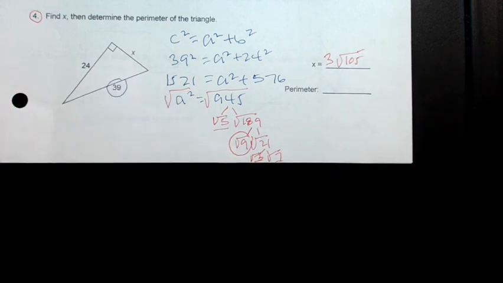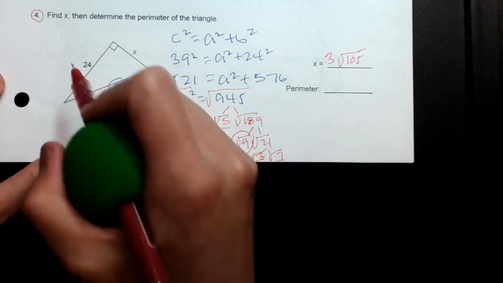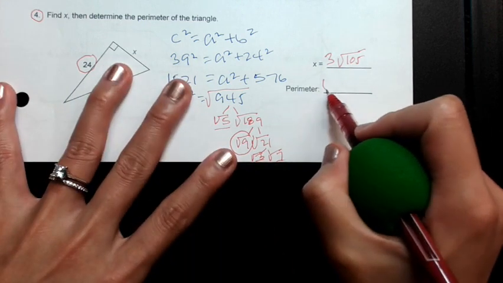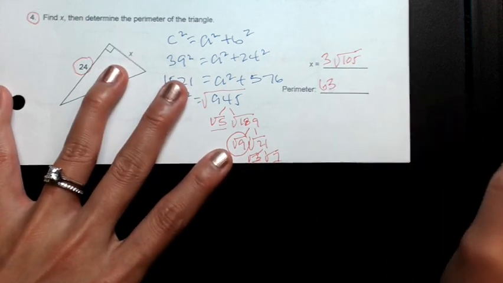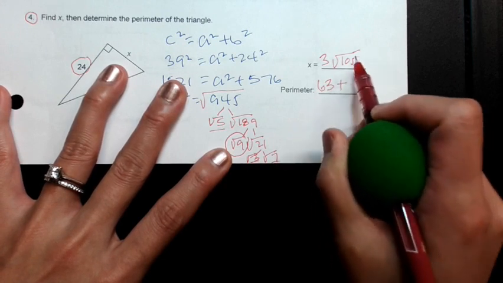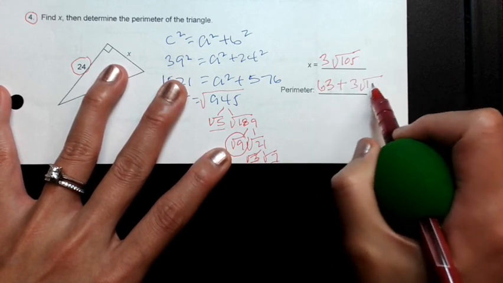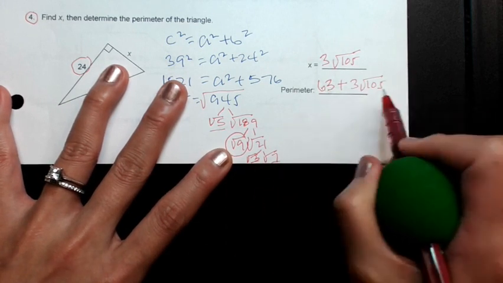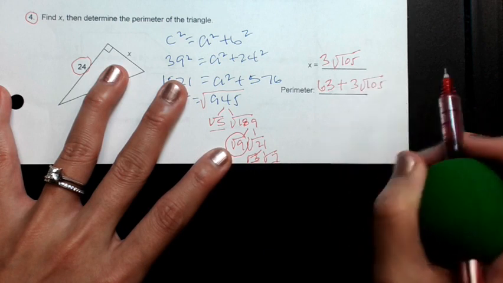So let's see how we can find the perimeter. Let's add these two whole numbers. What is 24 plus 39? So here's how you write the fancy answer. 63 does not have a radical, so all you have to do is add on the radical, and you leave that right alone. Do not add these two whole numbers, because this radical is going to change the value. And that's it.